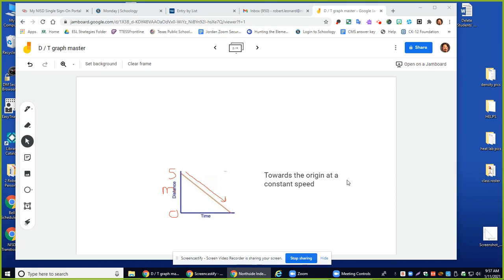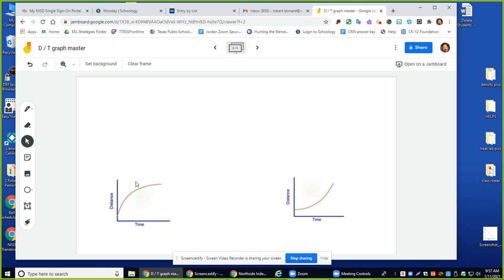All right, so towards the origin at constant speed. Number 3, everybody draw this graph.